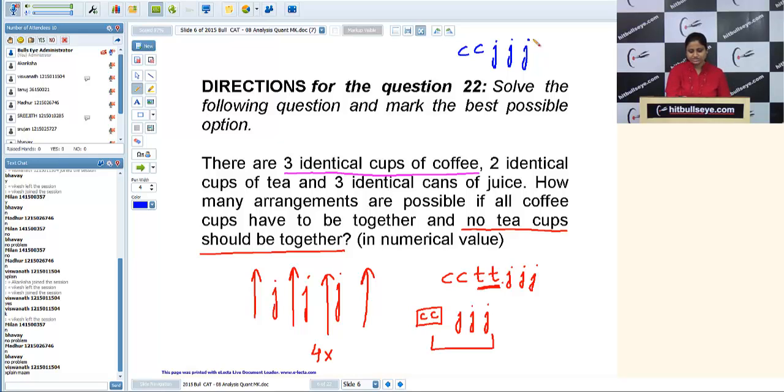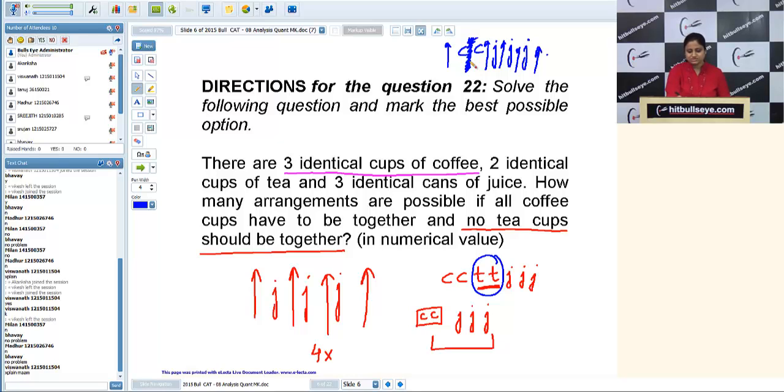And we have arranged all the coffees and all the juices. Now we are left with 2 cups of tea. Now it says no tea cups should be together. So for tea, these blue arrows are possible. How many arrows are here? Sorry, this is not possible, because coffee cups should be together always.